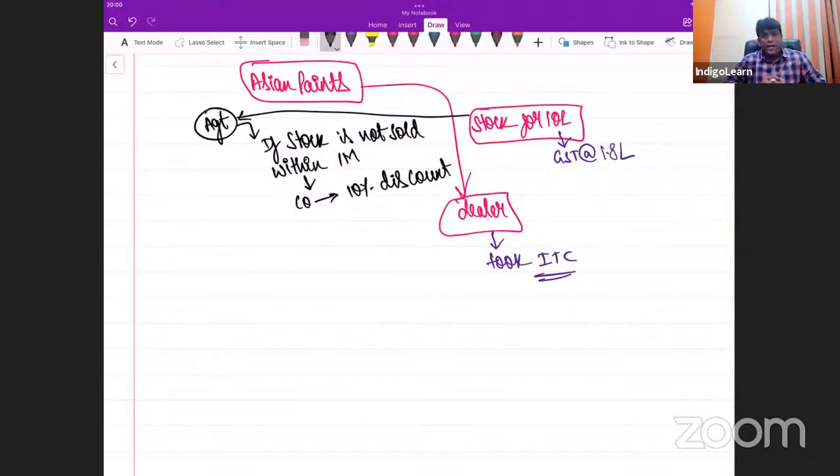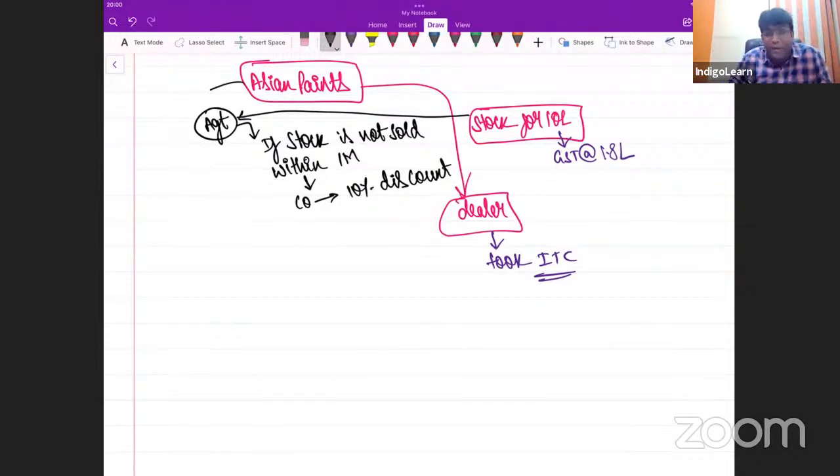Now I'll ask you one question. Is this discount given at the start itself? Answer is no. This discount is something they are telling they'll give in the future. It is a post-supply discount, which they will give if some stock is not sold within 1 month. And assume stock is not sold within 1 month. Then what will happen?